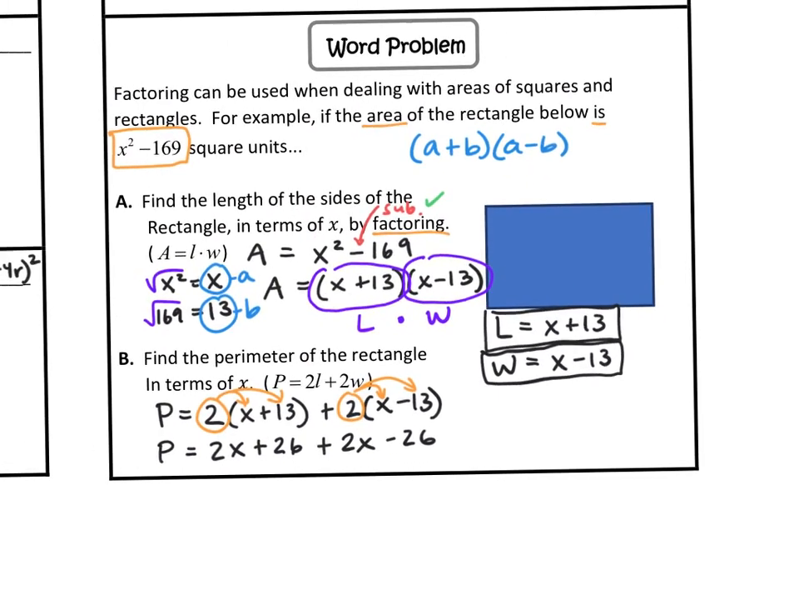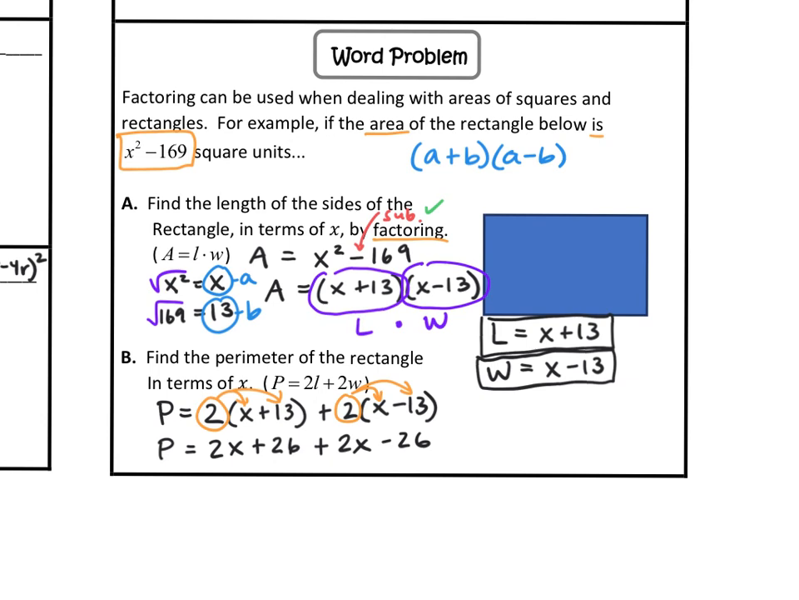Let me zoom out so I'm able to write it. And so let's combine like terms. What's 2x plus 2x? 4x. And then what's 26 minus 26? Well, these will cancel because something minus itself is 0, right? So this is my answer right here. This is the perimeter. The perimeter is 4x.